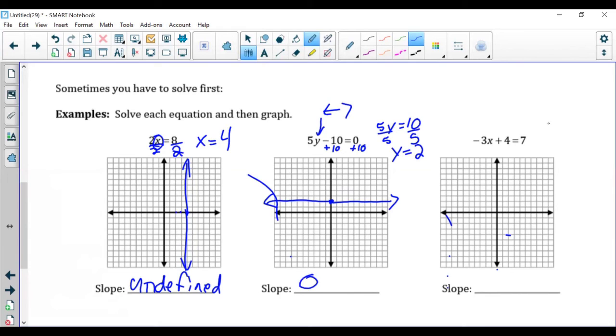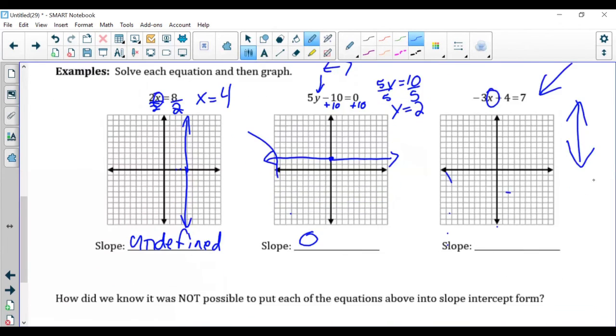All right, we do the same way this way, but without graphing it, let's just look at this. Is this going to be a horizontal line or a vertical line? Yeah, it's vertical because I only have an x. So this is going to be a vertical line.